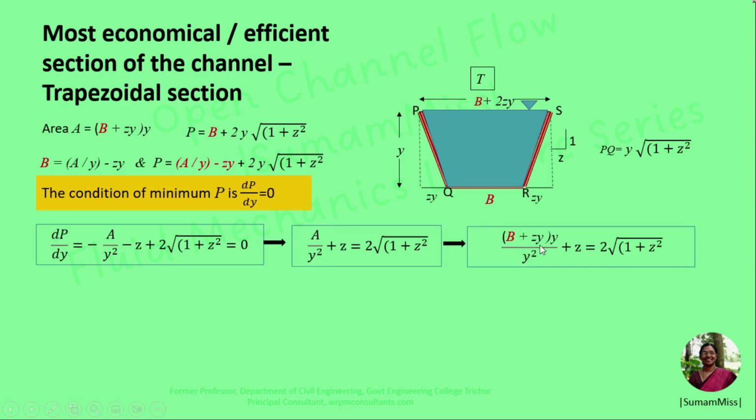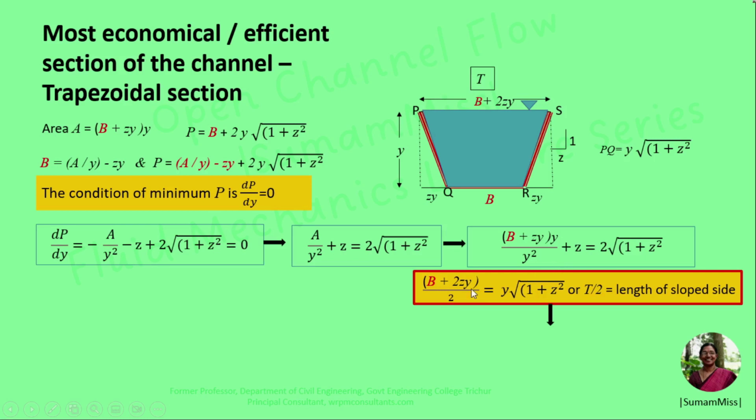That is (b + zy) into y divided by (y square + z) equal to 2 into root of 1 + z square. If we cancel one y, then it becomes (b + 2zy) by 2, that is equal to y into root of 1 + z square. What is b + 2zy? It is the top width. y into root of 1 + z square is the length of one sloping side. So this we can write as t by 2 equal to the length of the sloped side.